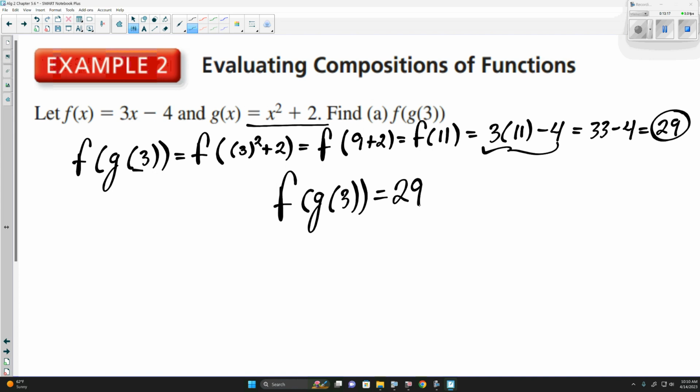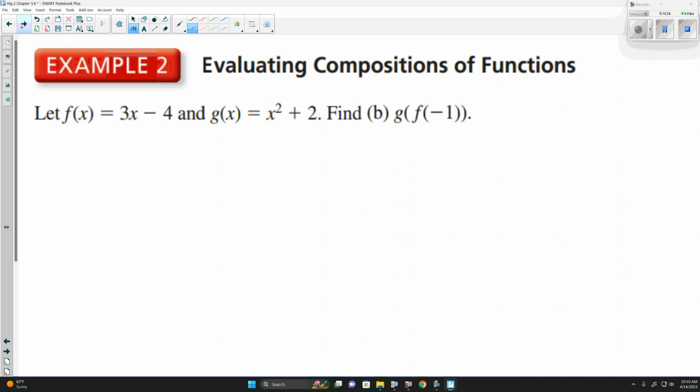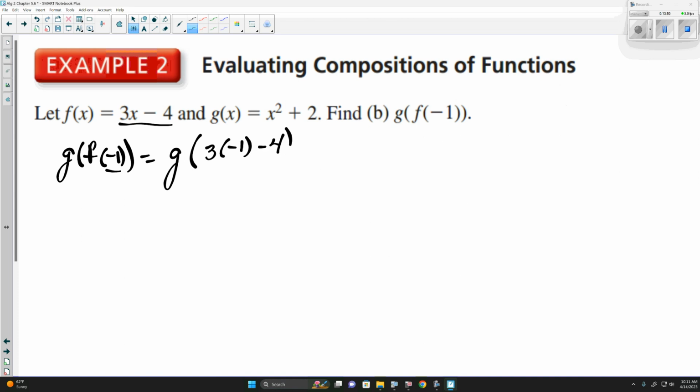Questions on this here? Questions on any of this so far? Now we're going to look at g of f of negative 1. For this first part, we're going to plug negative 1 into every x in f of x. So that would give us 3 times negative 1 minus 4.